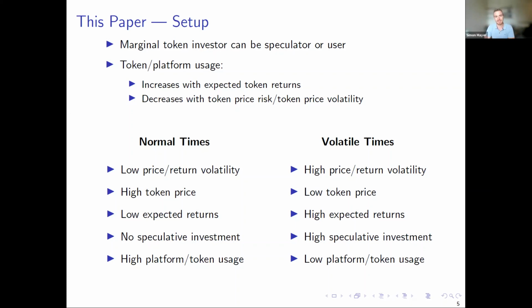In contrast to normal times, there are also volatile times. And during volatile times, as the name suggests, token price volatility is high. As token price volatility is high, the token does not really fulfill its transaction function anymore. So the token price becomes relatively low because users do not acquire these tokens. When the token price is low, the expected token returns going forward are high. And these high expected token returns then motivate or encourage high speculative token investment. In short, there's no speculative token investment in normal times, yet there's speculative token investment in volatile times.